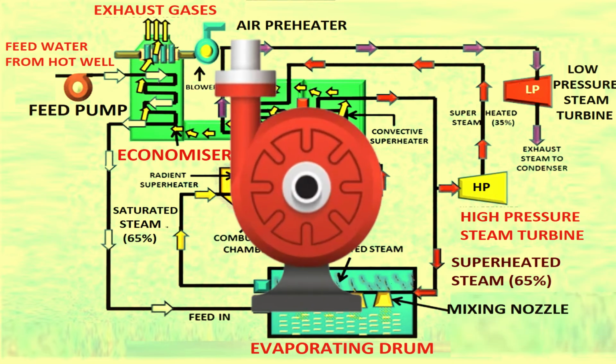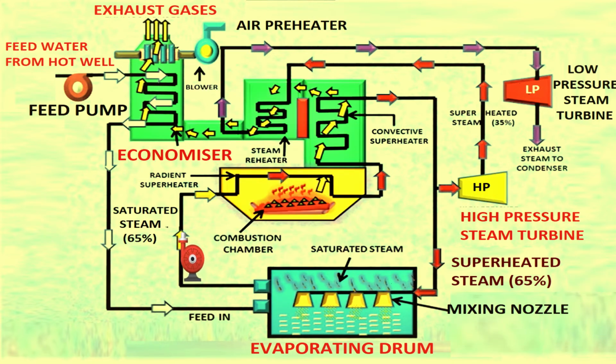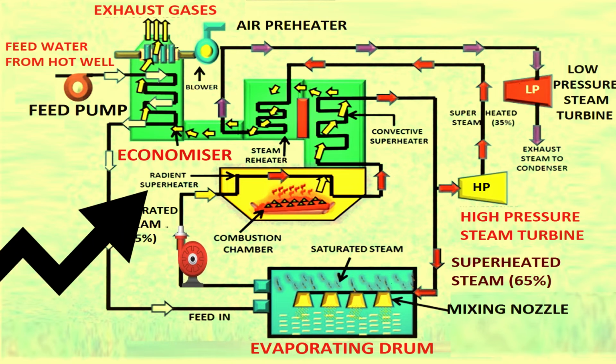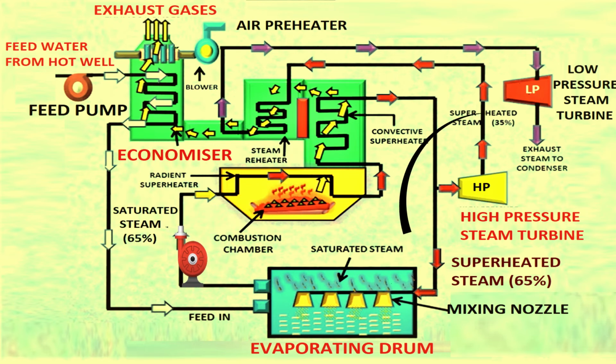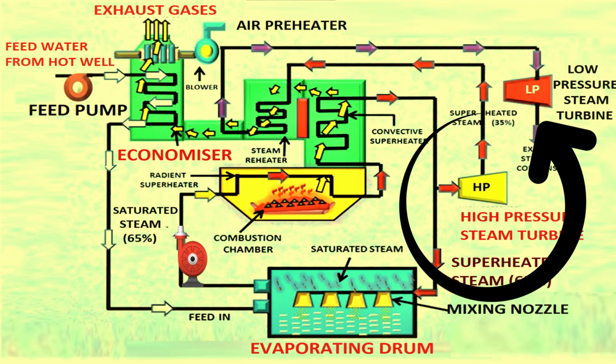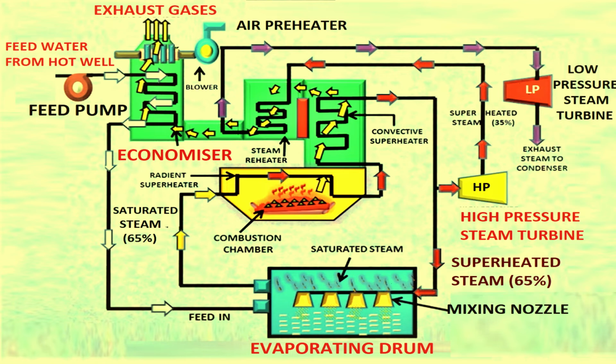The steam circulating pump draws the saturated steam from the evaporator drum and passes it through the radiant superheater and then the convective superheater. About 35% of the steam coming out from the superheater is supplied to the high pressure steam turbine. The steam coming out from the high pressure steam turbine is passed through the reheater before supplying to the low pressure turbine, as we have already discussed. In between the two turbines there is a reheater.